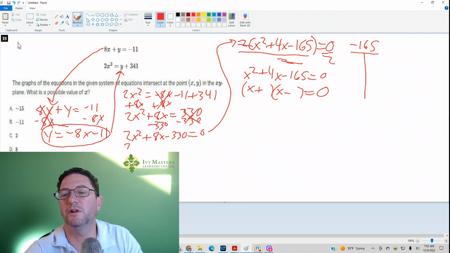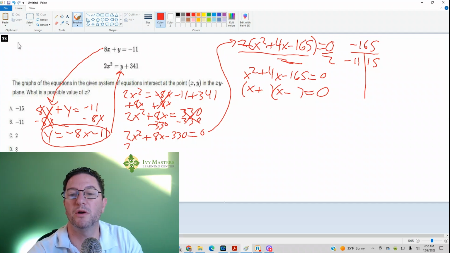A little trick to know that 11 goes in evenly: 1 plus 5 is 6. So when you add the hundreds digit and the ones digit, and it gives you the tens digit, then you know 11 goes in evenly. So I've got an 11 and I've got a 15. Which one's going to be negative? The 11's going to be negative. How do I know? Because I have to add to get a positive 4. So it's going to be plus 15 minus 11.